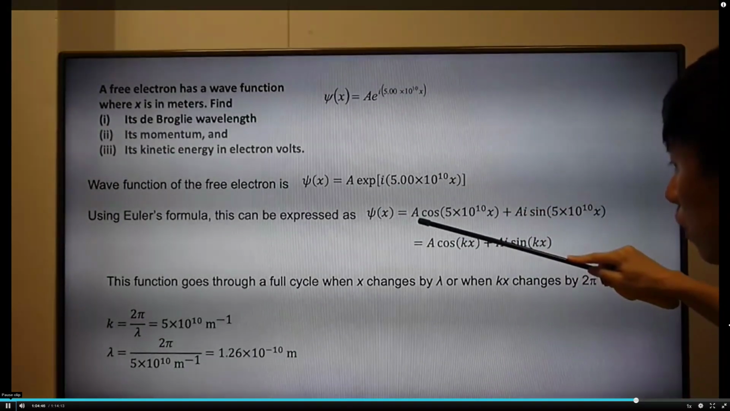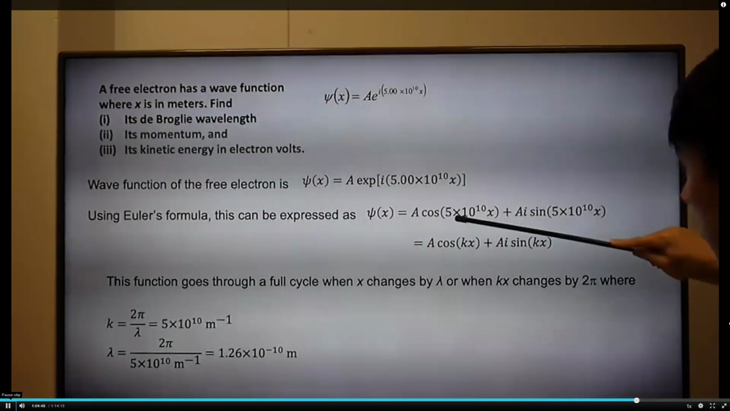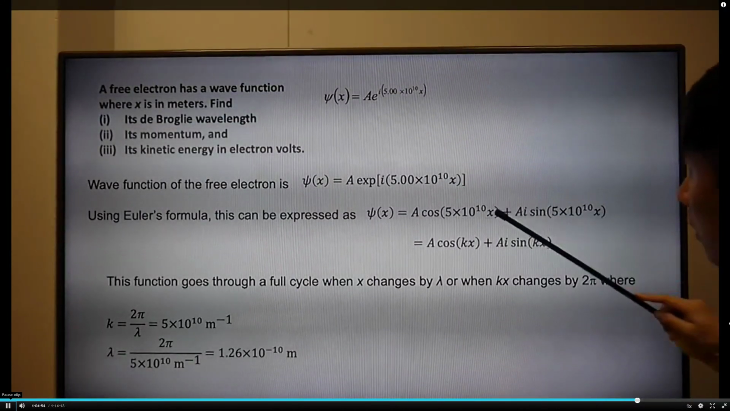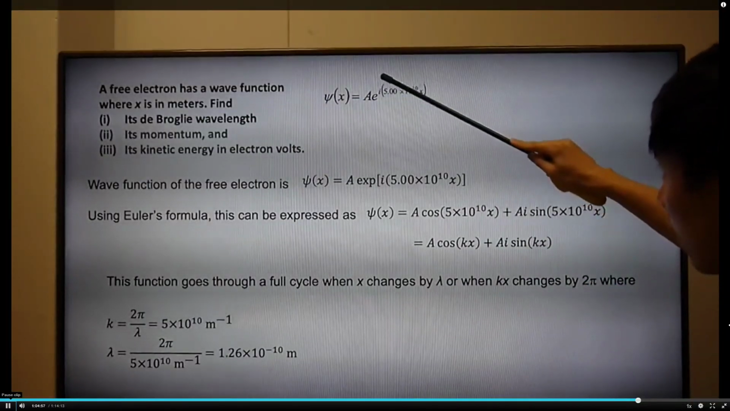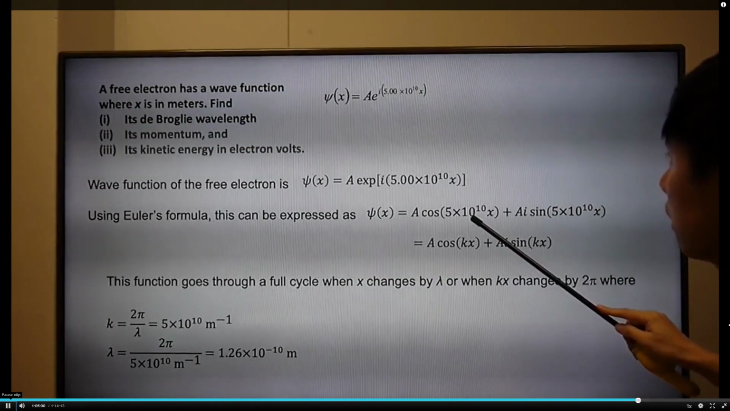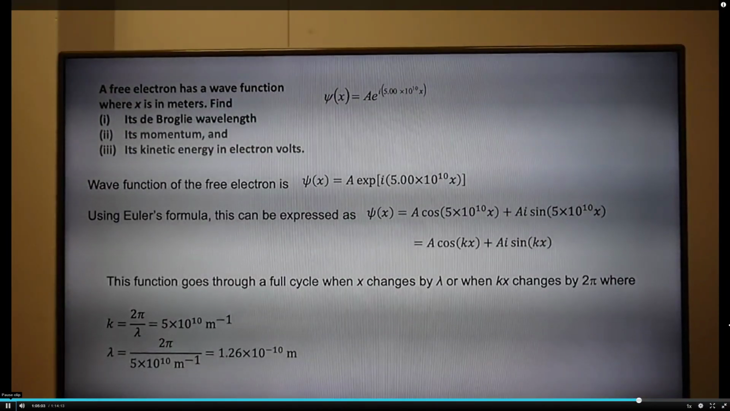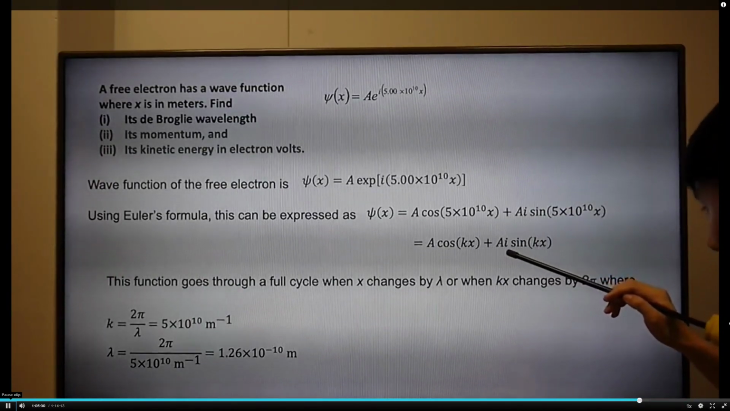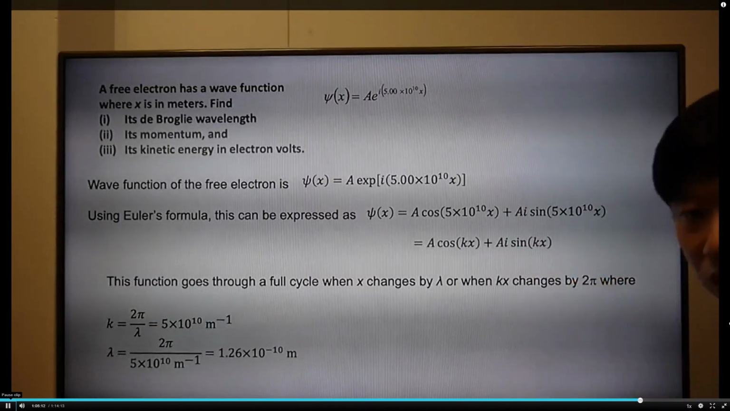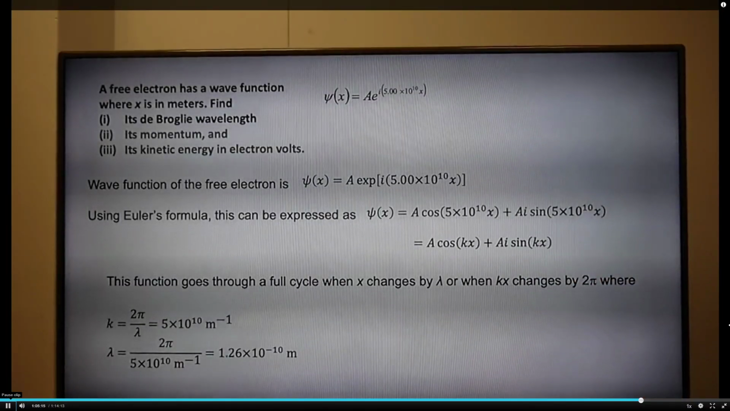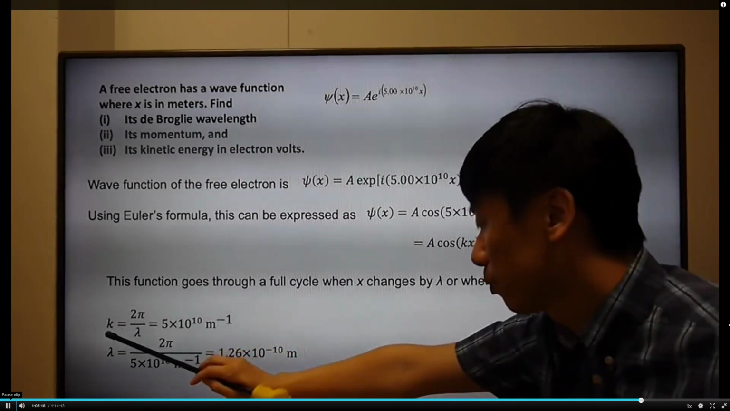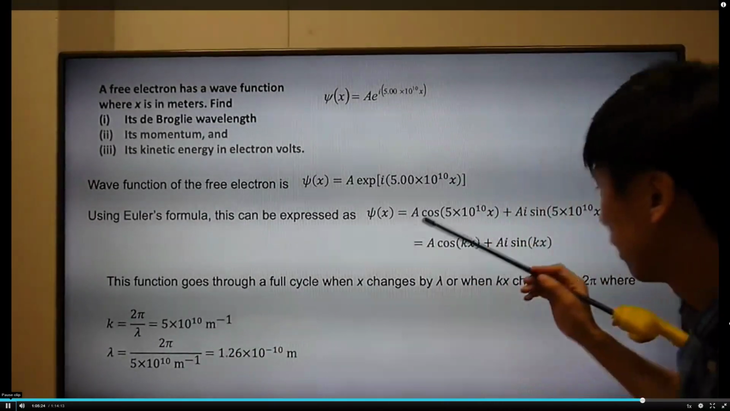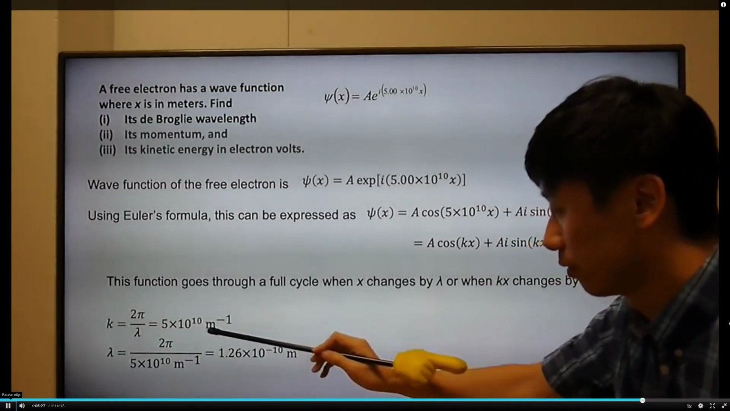It is decomposed to A cosine plus A i sine. Then inside of the cosine and sine, we have this term, 5 times 10 to the 10 x. Okay, let's make it simple. It is A cosine kx plus A i sine kx, and k is the wave number. Then you can define lambda. The wave number k is 2 pi over lambda. And this k is 5 times 10 to the 10 per meter.